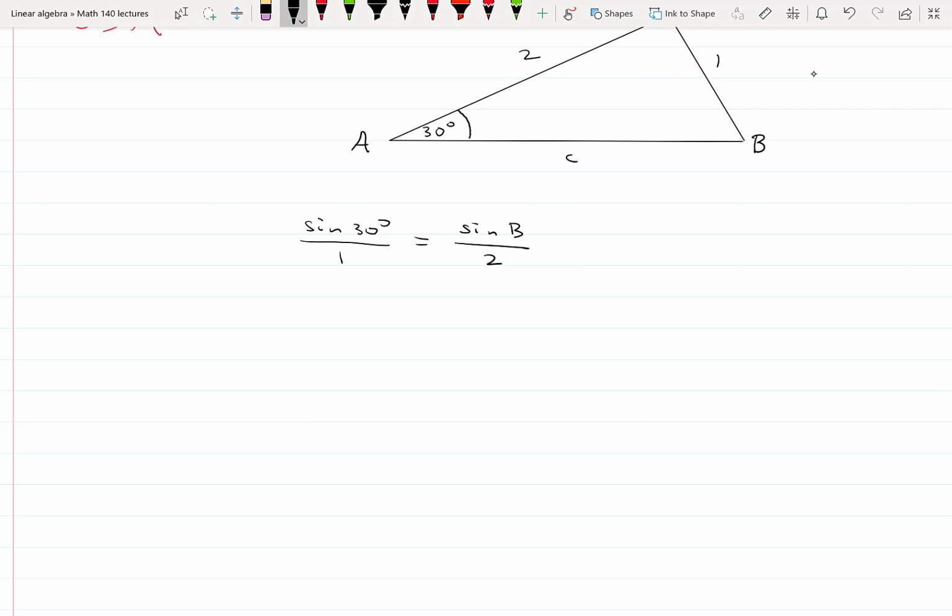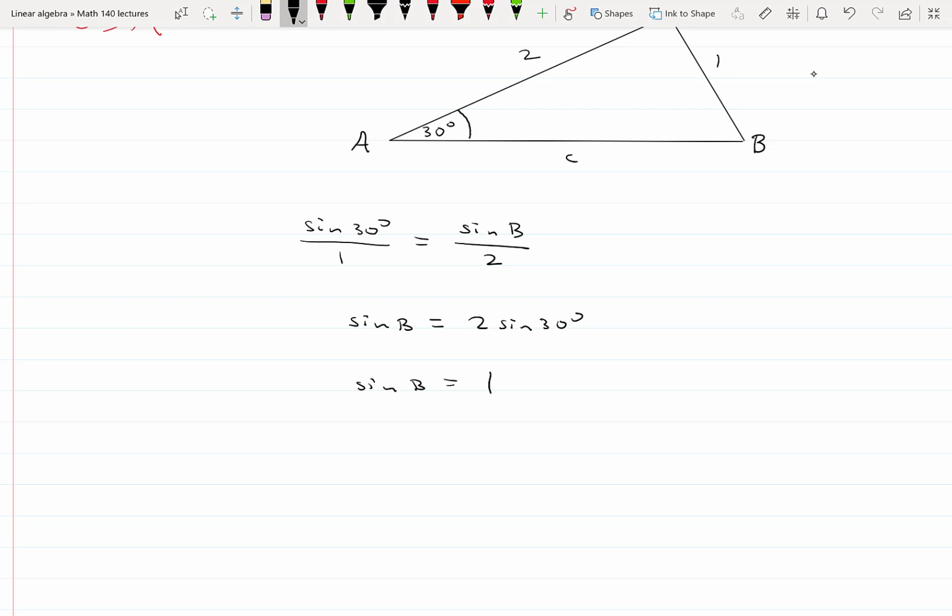Okay, cross multiply. So I get 1 times sine of B equals 2 times sine of 30. In this case, we really don't need a calculator because we know the sine of 30 is 1/2. You can use your triangle, or you can use your calculator for these law of sines problems on the test, definitely. Well, this says the sine of B is 1.